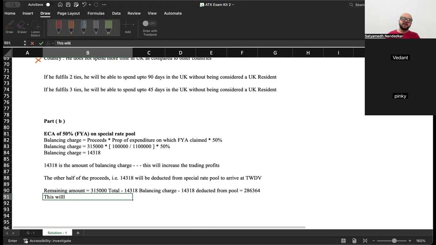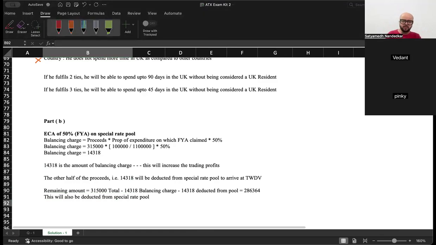See, usually when you sell any asset, क्या होता है? The proceeds of that disposal are deducted from the asset pool and then you arrive at the TWDV. This will also be deducted from special rate pool. Only 14,318 will be added as balancing charge. Remaining amount will be deducted from the special rate pool.